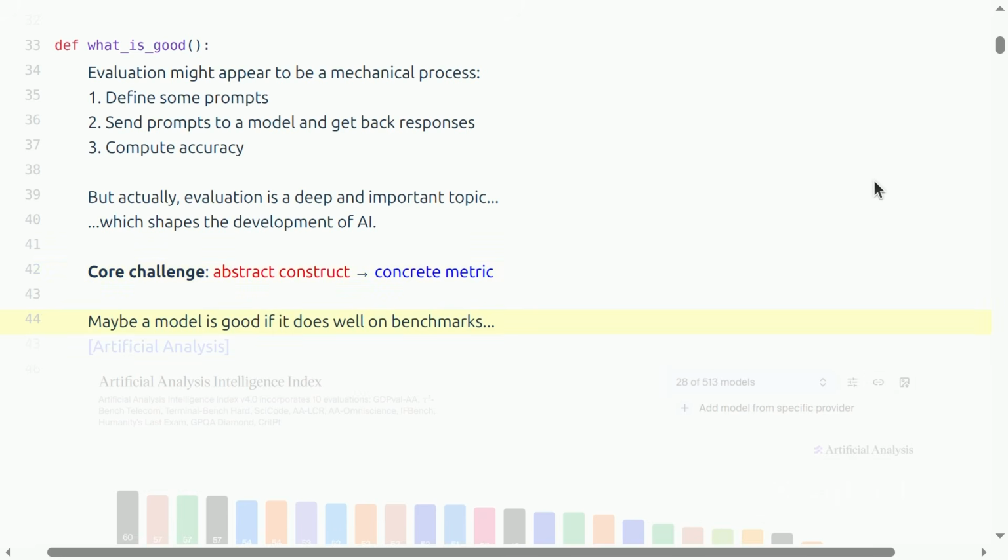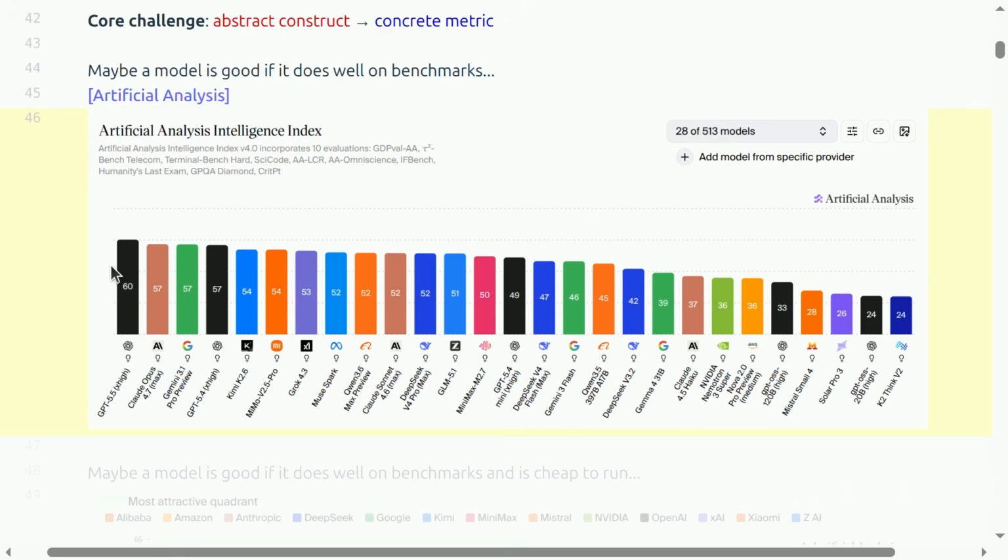So let's go back to the question of what makes a model good. Just kind of superficially, maybe a model is good if it does well on benchmarks. There's this website, Artificial Analysis, which has become a bit of a standard for thinking about quote unquote intelligence of models. If you go to artificialanalysis.ai, you can see a ranking of different models from GPT 5.5 all the way down. Well, there's many more models after this point, and so this is a measure. It includes a bunch of different data sets, some of which we'll talk about.